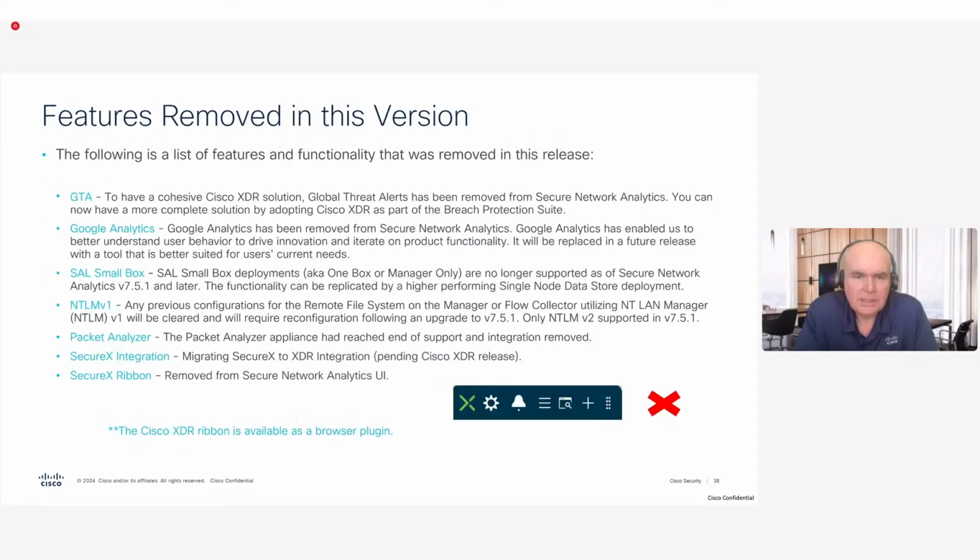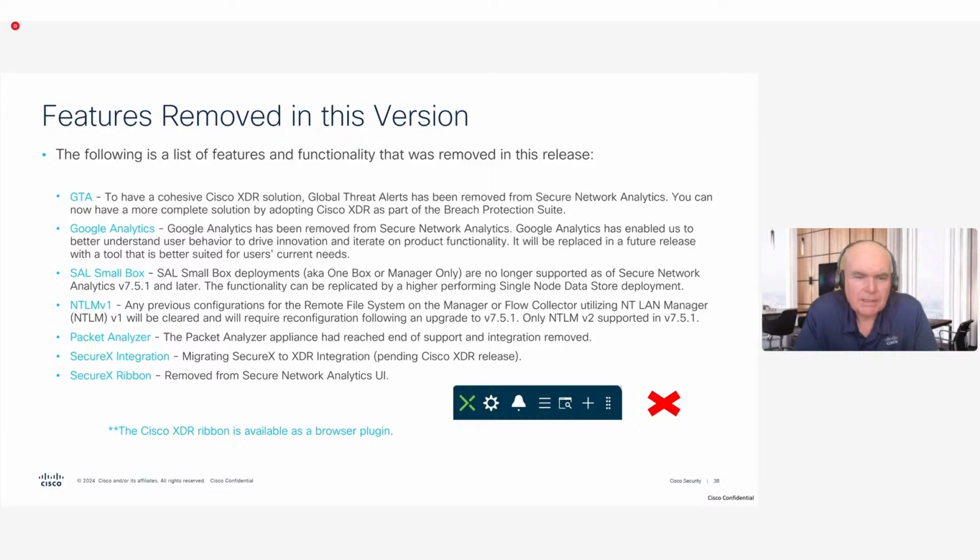There's been a few features removed. I'm not going to go through the whole list here. One I did mention was, for example, the SAL small box. That's the one where you have the one box or a manager only. Just be aware that it's no longer available. So if you are using that rather than using the data store architecture I mentioned, then reach out for help and support to actually upgrade yourself to have a manager, data store, and a flow collector.